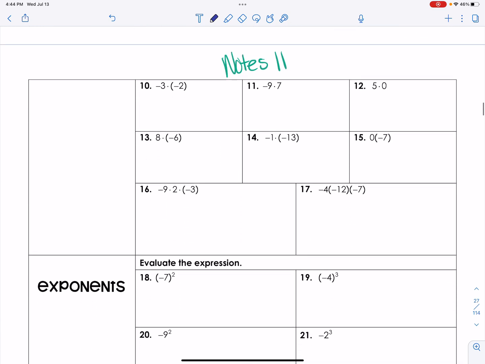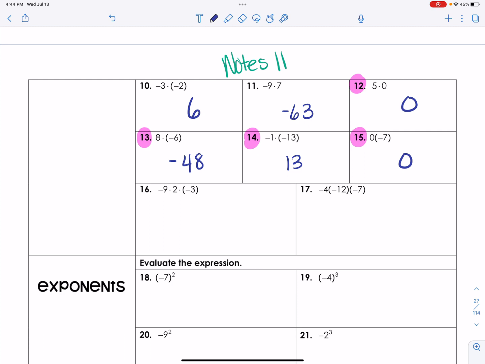3 times 2 is 6. Those are negatives, so a negative and a negative make a positive when you're multiplying, not when you're adding, when you're multiplying. So the next one is going to be a negative 63. I would like you to do 12, 13, 14, and 15. So anything times 0 is 0. 8 times 6 is 48, but it's going to be a negative. A negative and a negative makes a positive. 0 times a negative 7 is 0.